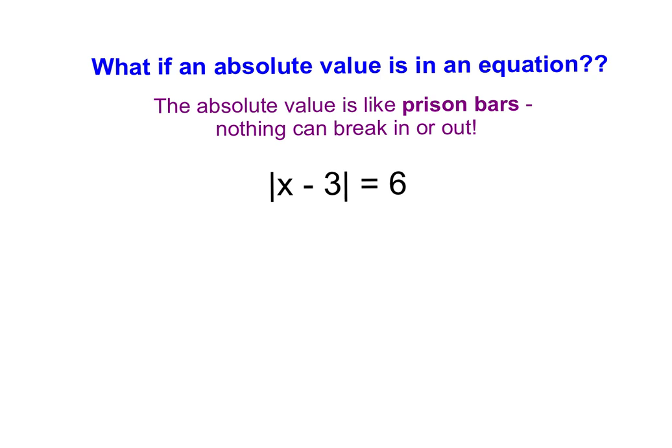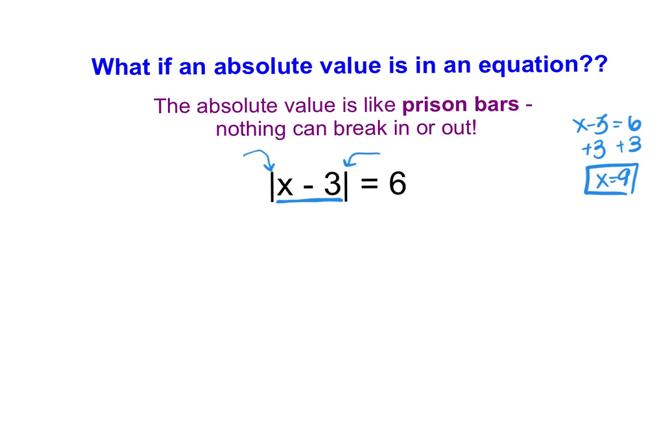Now let's look at a slightly more challenging example. If you look here, we now have more than just x inside the absolute value. We have x minus 3. Typically, if we had an equation like x minus 3 equals 6, we would just add 3 to each side, and we would have x is equal to 9. However, now that we've added these absolute value bars in there, we're a little more stuck.